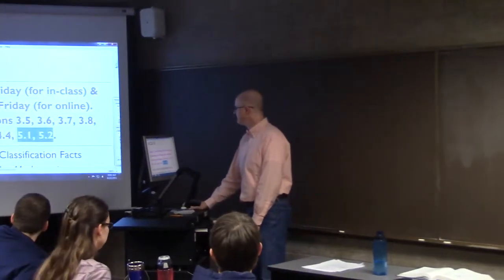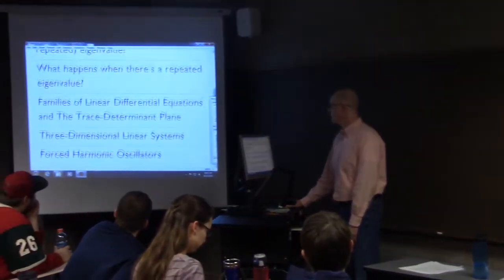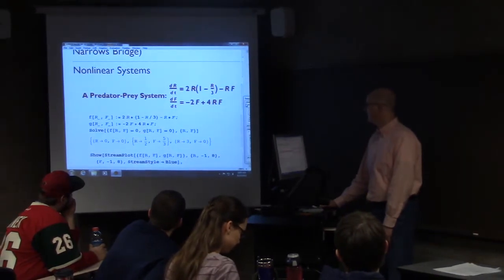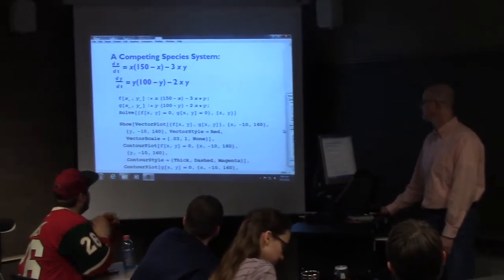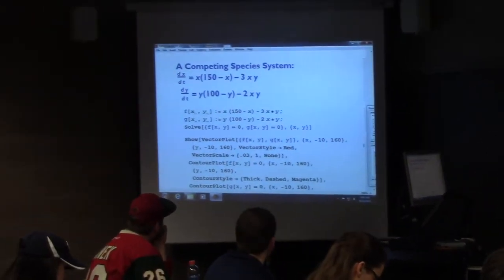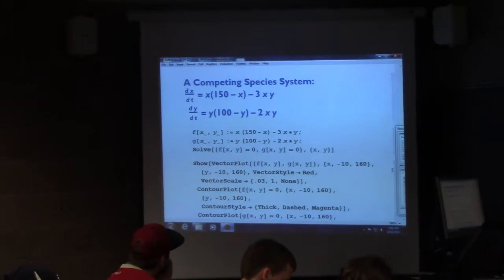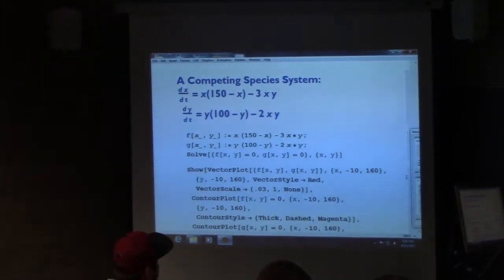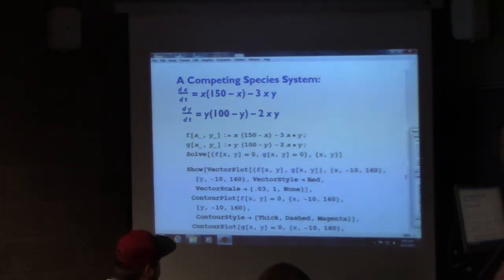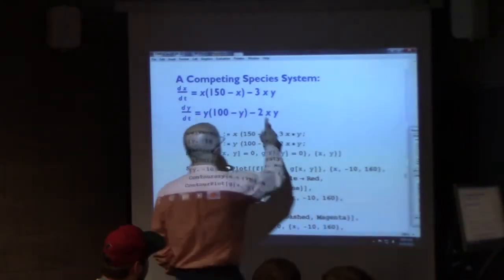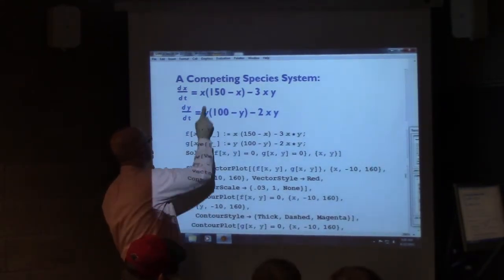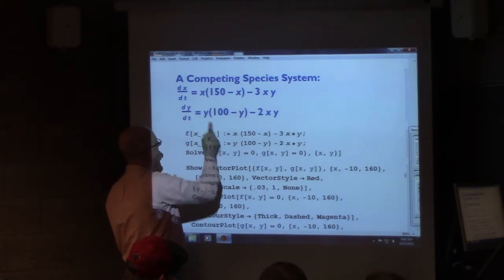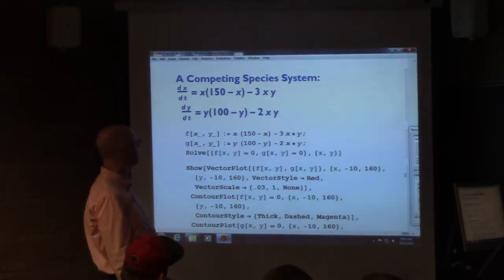So let's do an example. Way down here, we thought about a predator-prey system already. Let's go down and let's consider a competing species model. You might want to write down that system there. It is competing species. X and Y are competing against each other. The interaction terms for both are negative coefficients. In the absence of the other species, both X and Y are following a logistic model.